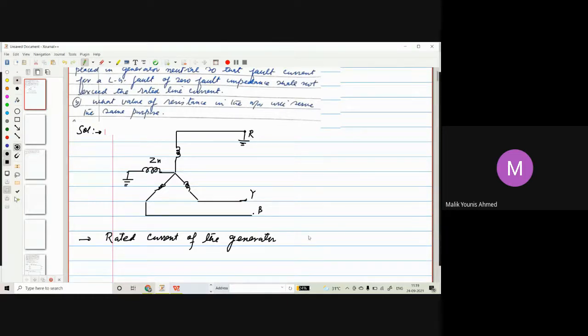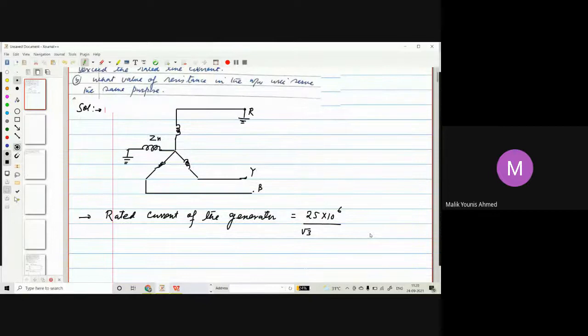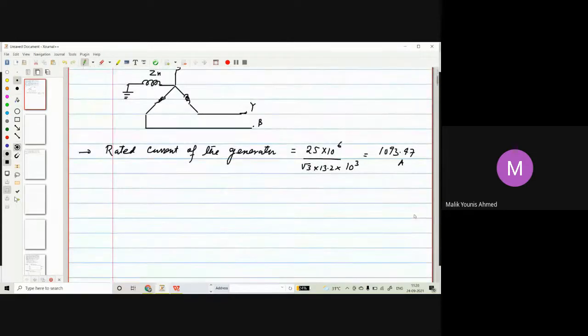Rated current of the generator is 25 into 10 to the power 6 divided by root 3 into 13.2 into 10 to the power 3. So you get the rated current as 1093.47 amps. Simply MVA divided by root 3 times the line voltage, because the given value is a line value.